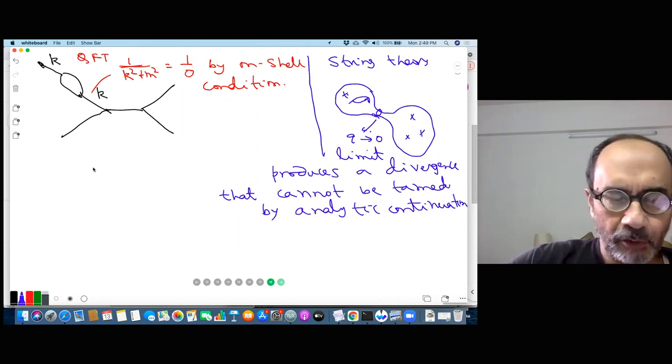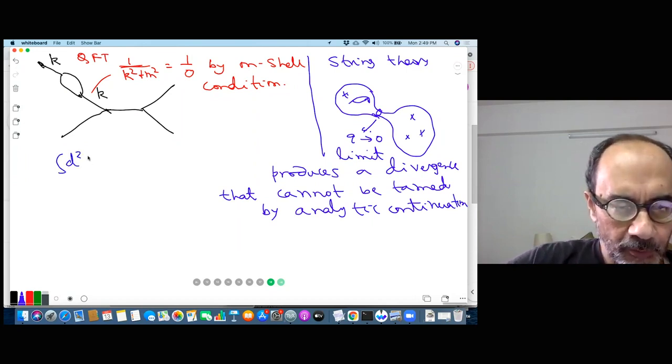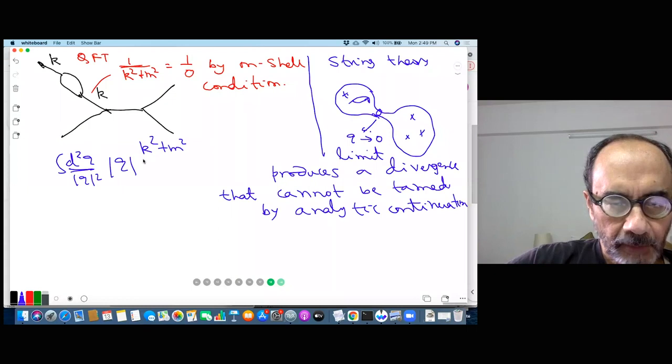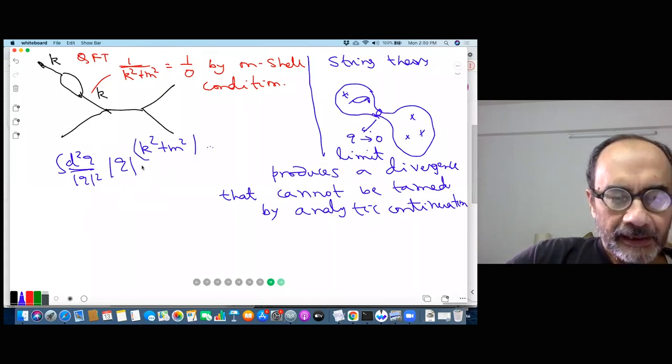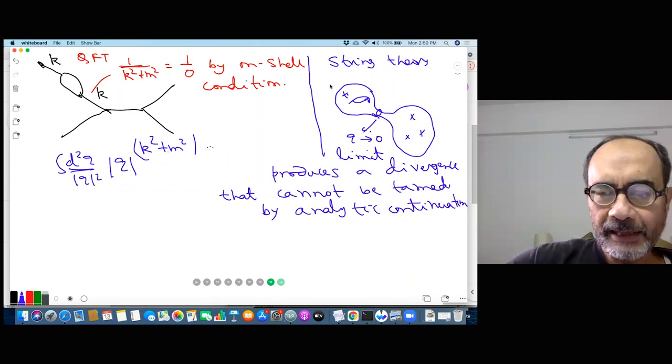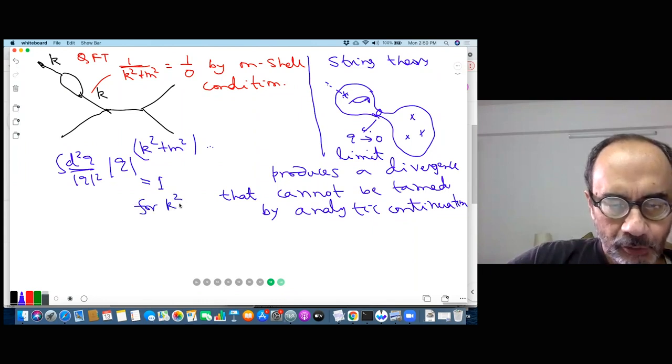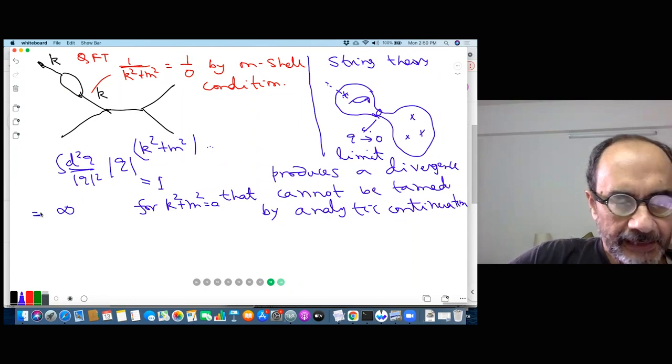Basically, because what will happen is that you will get an integral d^2q over |q| to the power k^2 plus m^2, maybe with some multiplicative factor. Because k^2 plus m^2 is forced to be 0, since this external state is on shell, this just becomes 1. So there is a ki dot kj kind of term. This will produce a divergence. So this is infinite and cannot be analytically continued.